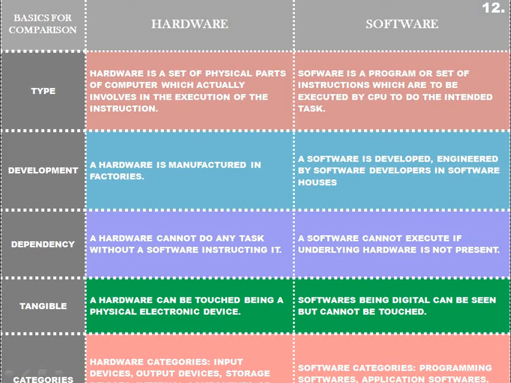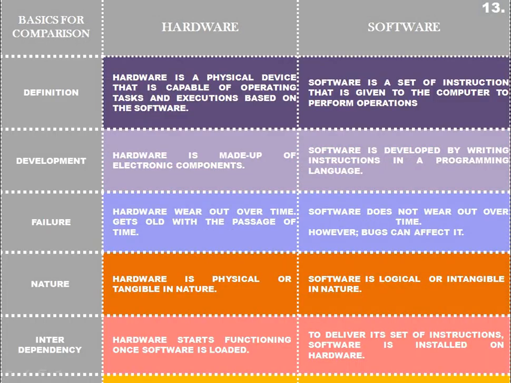Hardware categories involve input devices, output devices, and storage devices, while the software categories involve programming softwares and application softwares and certain apps. Any type of app, either you are using on your smartphone or on your computer system, every kind of app in this world is actually a type of software, a type of application software. So we are continuing the differences between a hardware and software.